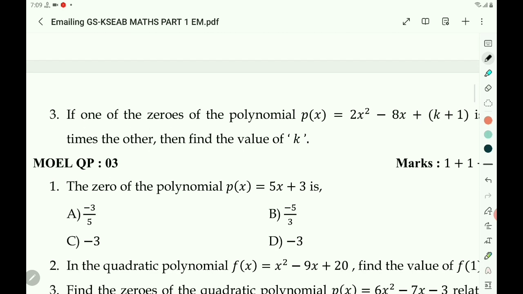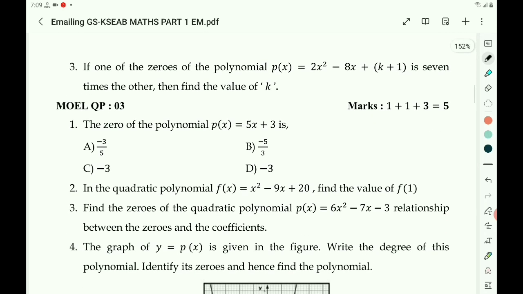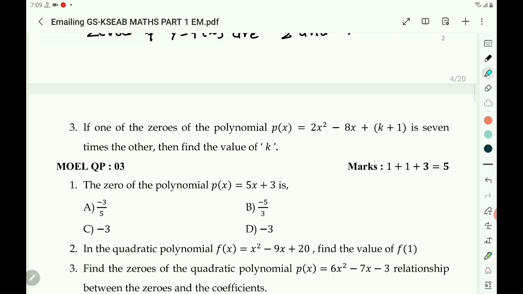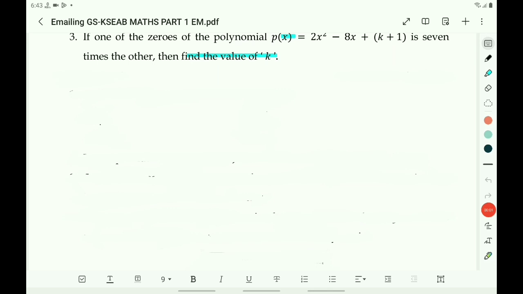Then you take the third question. The question is, if one of the zeros of the polynomial p of x equals x square minus 8x plus k plus 1 is 7 times the other, then find the value of k. Here if you take one zero as alpha, the other zero is 7 times alpha. So alpha and 7 alpha are the two zeros. Alpha equals alpha and beta equals 7 alpha because it is given that one of the zeros is 7 times the other. So let us write the polynomial.